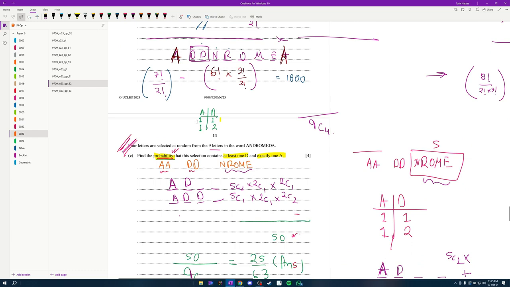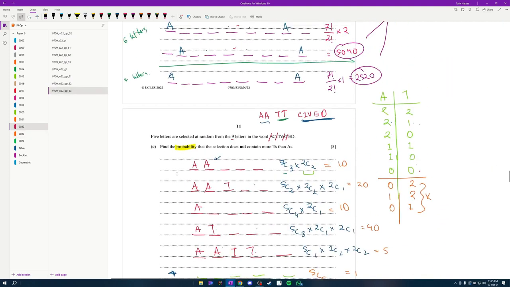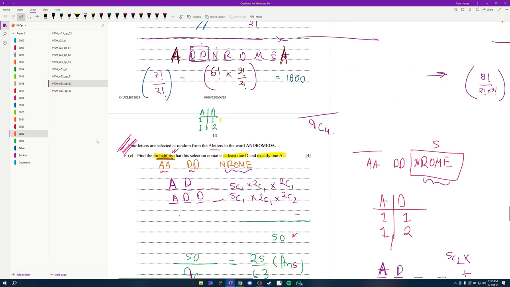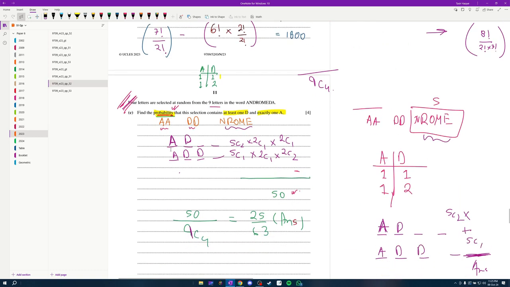Next, 4 letters are selected at random from the 9 letters in the word Andromeda. Find the probability. Oh, this is probability again, just like that sum we did. Find the probability that this selection of 4 letters contains at least one D and exactly one A.